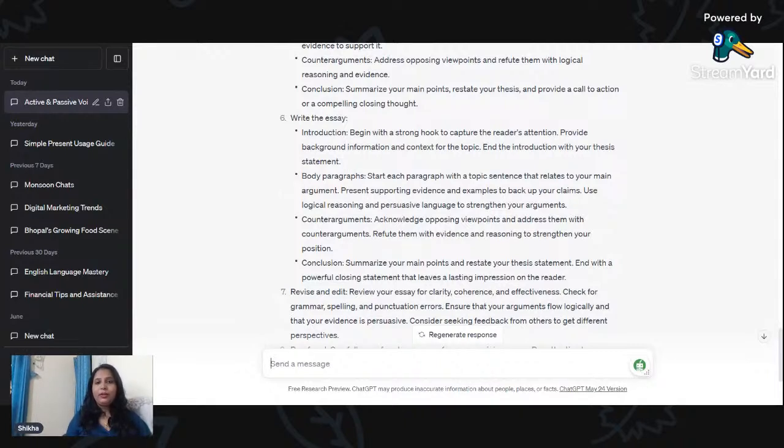Now, say for example you want to learn the pronunciation of a few words. For example, let me know the pronunciation of, okay, just a second. Okay, so here it goes.